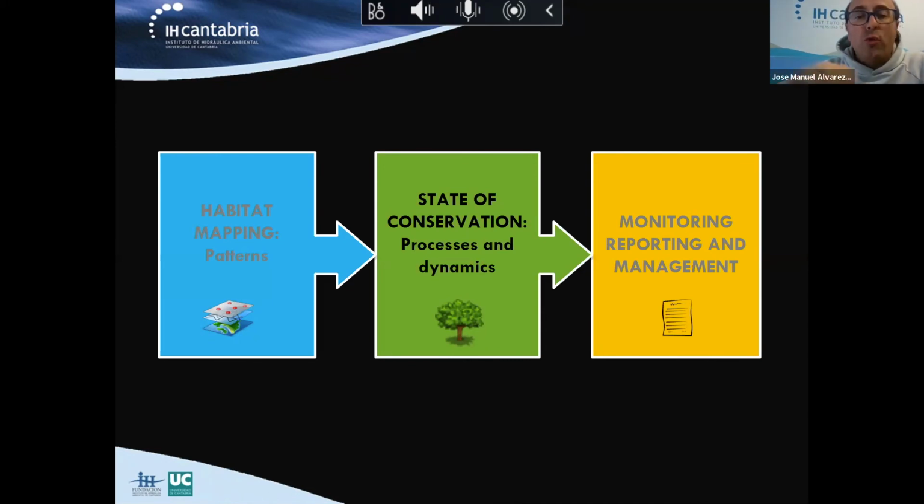But then we have to move this into a state of conservation. So we need to assess how those patterns change through time. We need to assess which are the processes changing those patterns through time. All those patterns and processes change the ecosystem services.